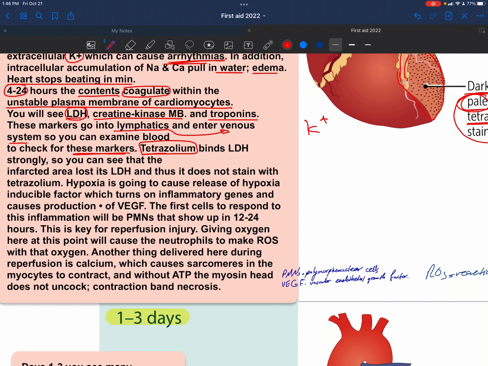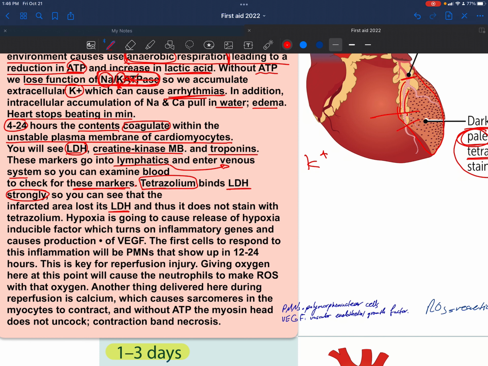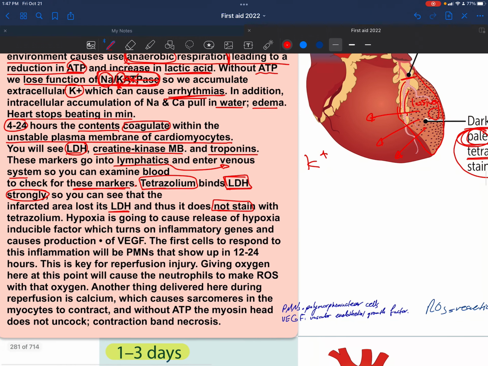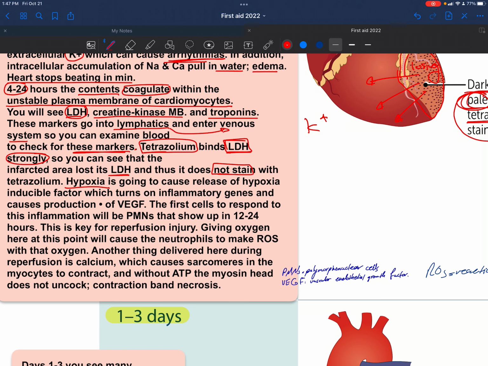So for the tetrazolium stain, as I said, it binds strongly with the LDH, the lactate dehydrogenase. So you can see that the infarcted area lost its LDH. As this infarcted area has disseminated its LDH into the bloodstream, it's losing the LDH. In that case, the tetrazolium cannot find the LDH to bind to. That's why it would look pale. So it would not stain. That's why we said it is pale over here.